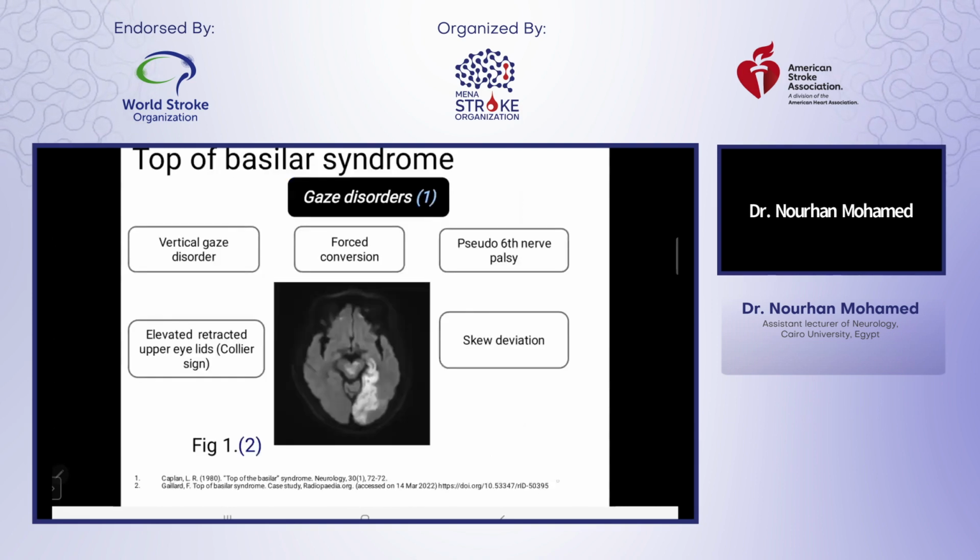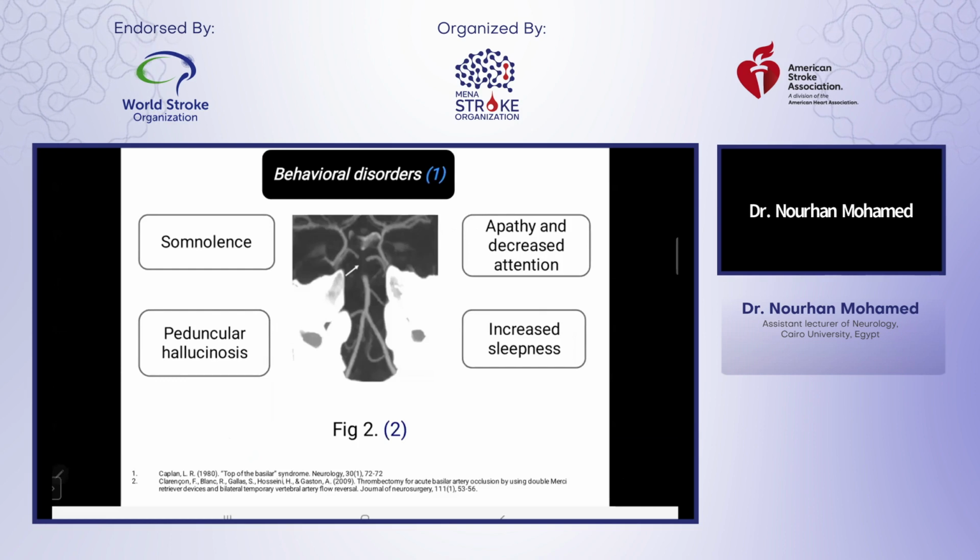I'm going to speak a bit about top of basilar artery syndrome, as it can be deceiving sometimes. As we see, our patient mainly presented at the beginning with anterior circulation affection, and then developed the posterior circulation syndrome. Gaze disorders can present early with vertical gaze limitation, forced deviation sometimes, pseudo-sixth nerve palsy, skew deviation, and elevated retracted upper eyelid, the Collier sign. Mainly this is due to the midbrain nuclei being affected in different patterns. Behavioral disorders can also present in the form of somnolence, apathy, decreased attention, increased sleepiness, and peduncular hallucinosis.